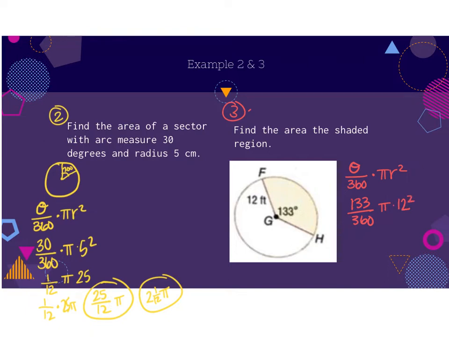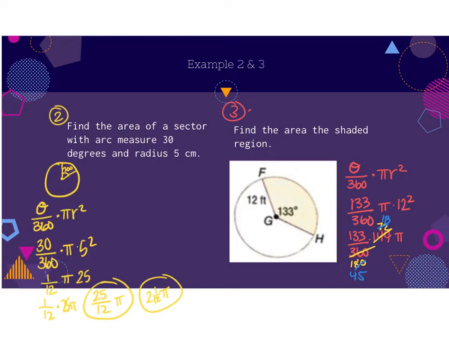So we have 133 over 360. 12 squared is 144, then times pi. Here we can see that 144 and 360 can at least be divided by 2, so we could start there. So this will be 72, and this will be 180. Looks like we can keep going. So 72 and 180 can both be divided by 4. 72 divided by 4 is 18. 180 divided by 4 is 45. And I can keep going.